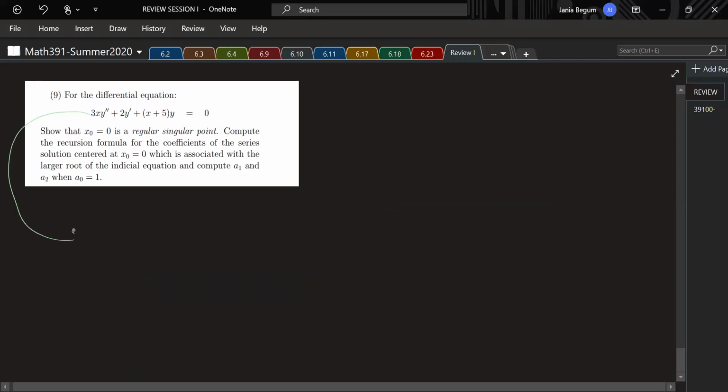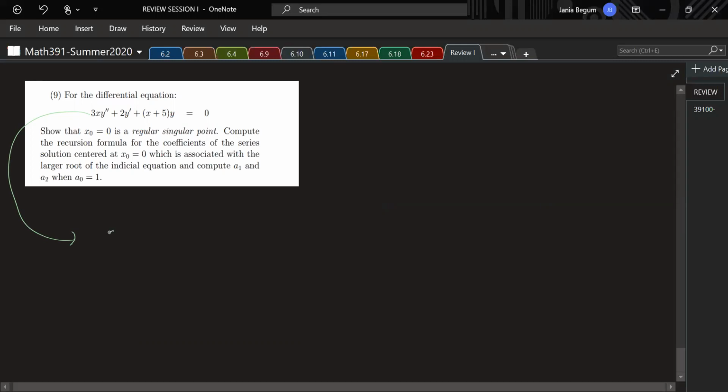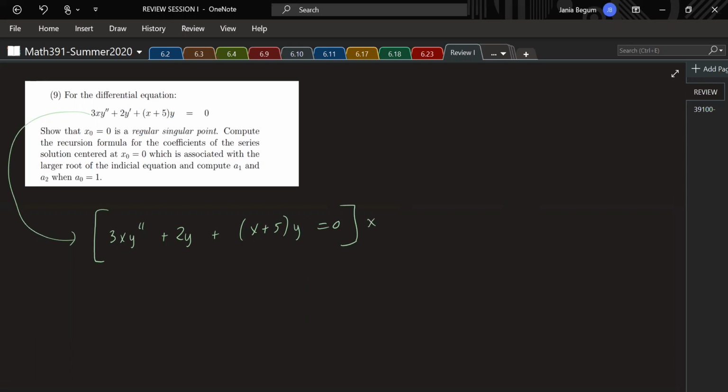You want to write this in the standard form of an Euler equation. So we would multiply the entire equation by x. Oh, right. And then everything will fall in. Yeah. Okay. Because it doesn't have the form we want, we force it so that it has the form we want. So we have 3xy double prime plus 2y plus x plus 5y equals 0. So we want to make this into an Euler equation. So, sorry, multiply by x.